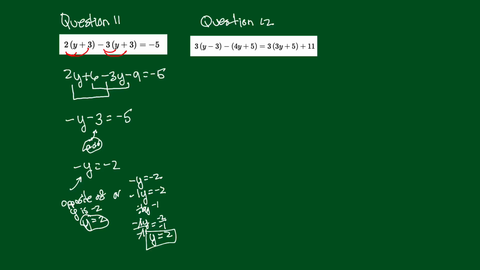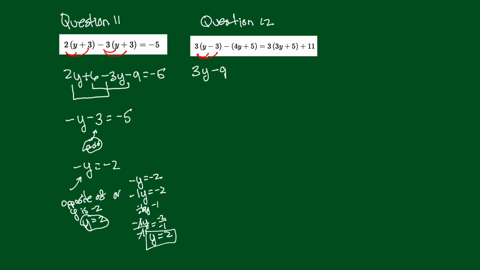Now in 12, again, let's eliminate these parentheses. So I'm going to multiply through, right? What I'm going to do is I'm going to get 3 times y and then 3 times negative 3. So I will get 3y. 3 times negative 3, I'll think of it that way, is negative 9. Or actually, it's really minus 3 times 3 is 9.